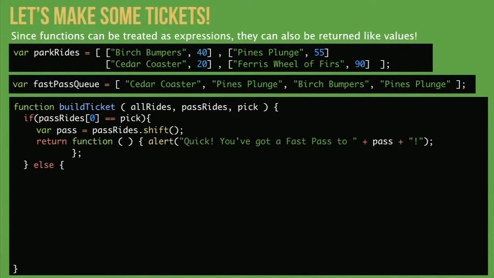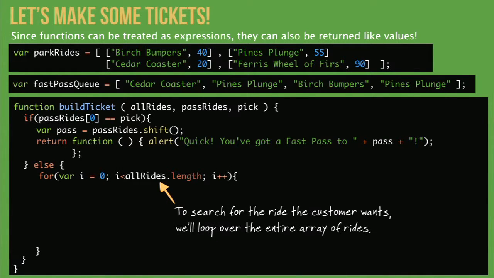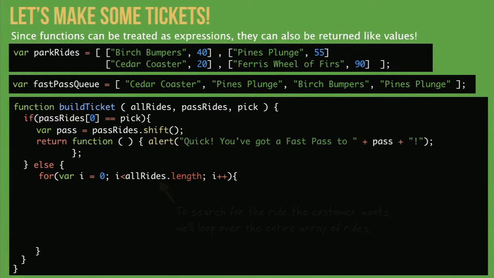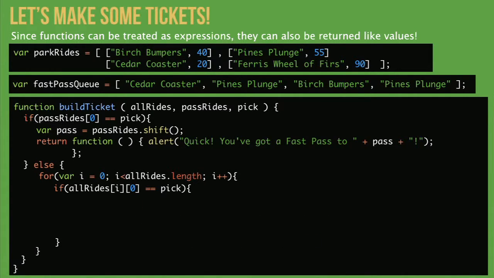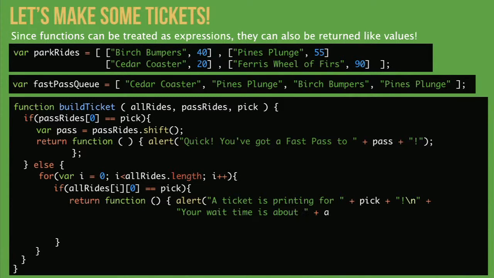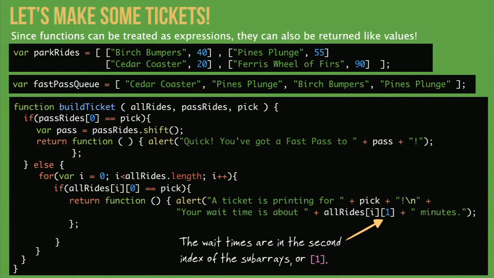Then, if the very first FastPass is not the one they're looking for, what we're going to do is cycle through the entire rides array, all of the rides with their wait times. And inside that loop, we'll check whether the first index in each subarray matches the name of the ride the customer would like to have. And when it does, we will return a different function. This one says, a ticket is printing for the ride, and your wait time is about a certain amount of minutes. Now notice that the minutes are contained in the second index, which is index 1, of each of the subarrays in our array of rides.